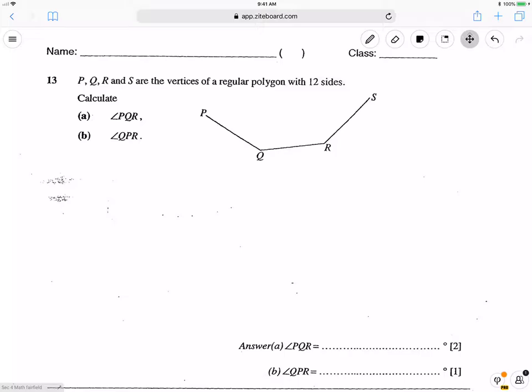PQR is one side, right? I shall just continue. We know the formula is n minus 2 times 180, which is the sum of interior angles. Since it's 12 sides, n equals 12. Now since we want to find PQR, and PQR is one side, you take n minus 2 times 180 divided by n. So it becomes 10 times 180 divided by 12.